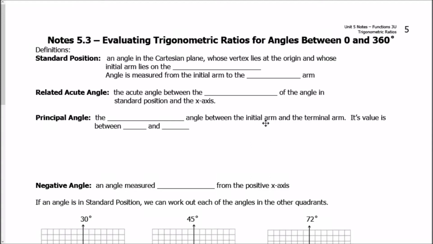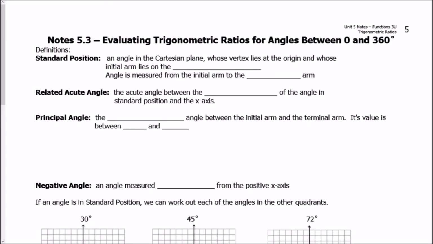Ladies and gentlemen, we are looking at notes 5.3, which are on evaluating trigonometric ratios for angles between 0 degrees and 360 degrees. So the first thing we need to do is get a bunch of definitions out of the way, because everything that we're learning is based on these definitions here. So the first thing that I want to talk about is the standard position.